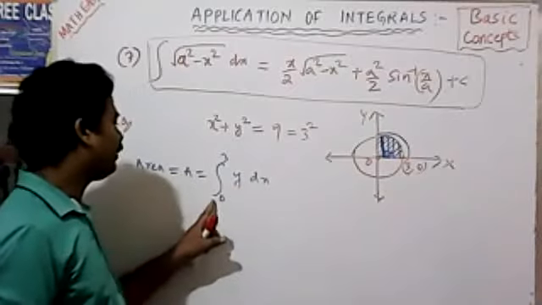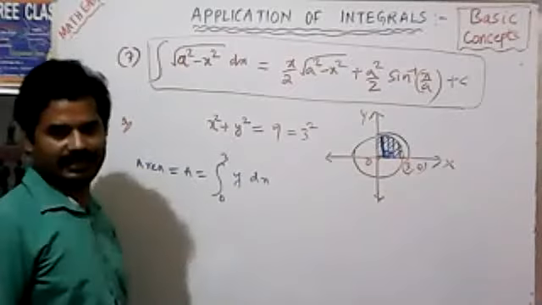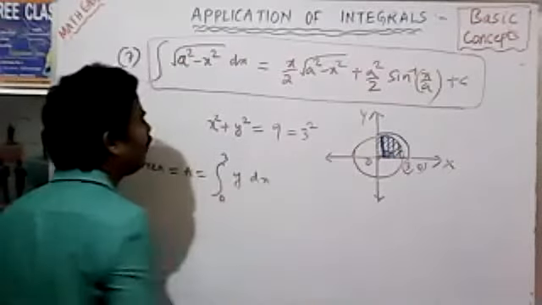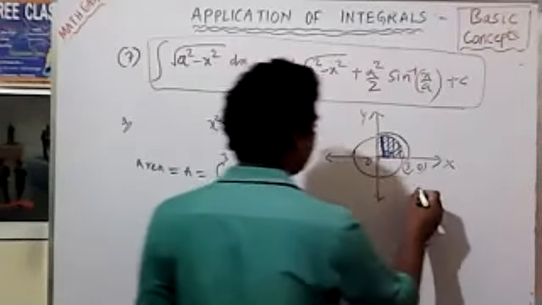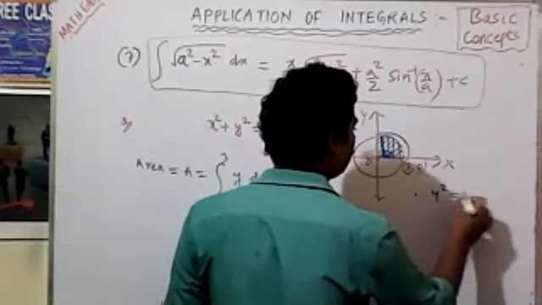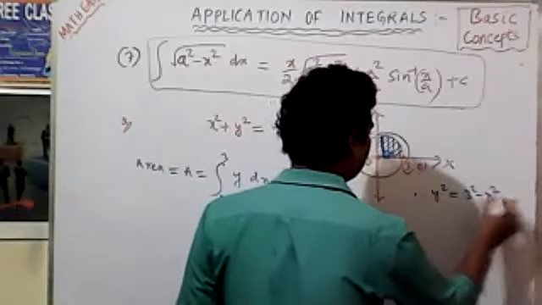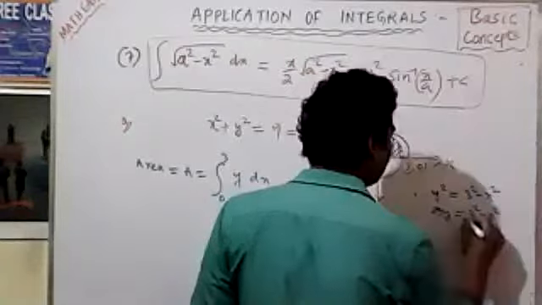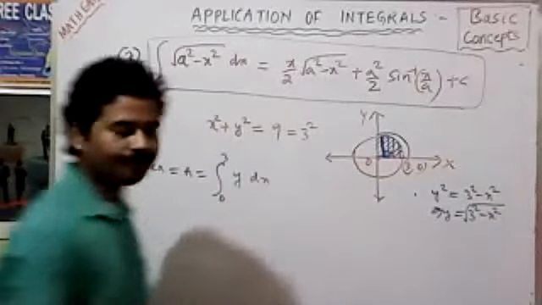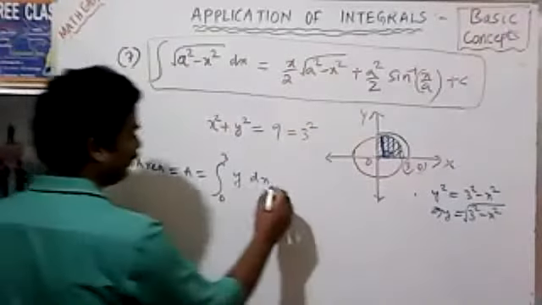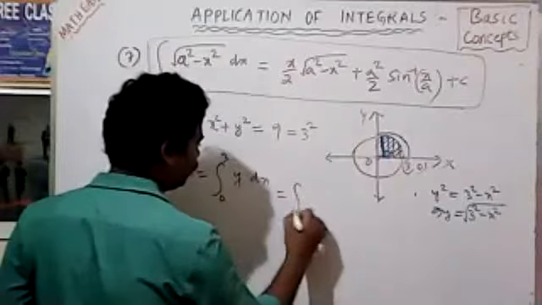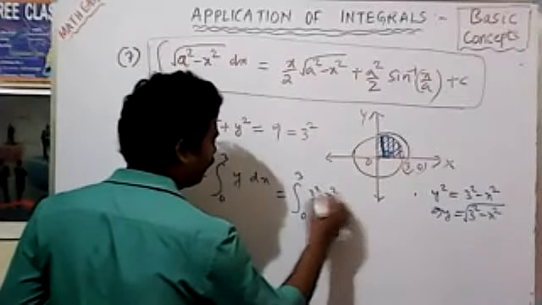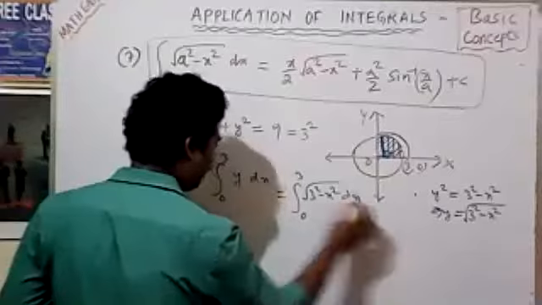The bounds are given here, 0 to 3. Taking this, you have to find the value: y square is equal to 3 square minus x square. Now y is equal to the root of 3 square minus x square. So the integral is from 0 to 3 of the root of 3 square minus x square dx.